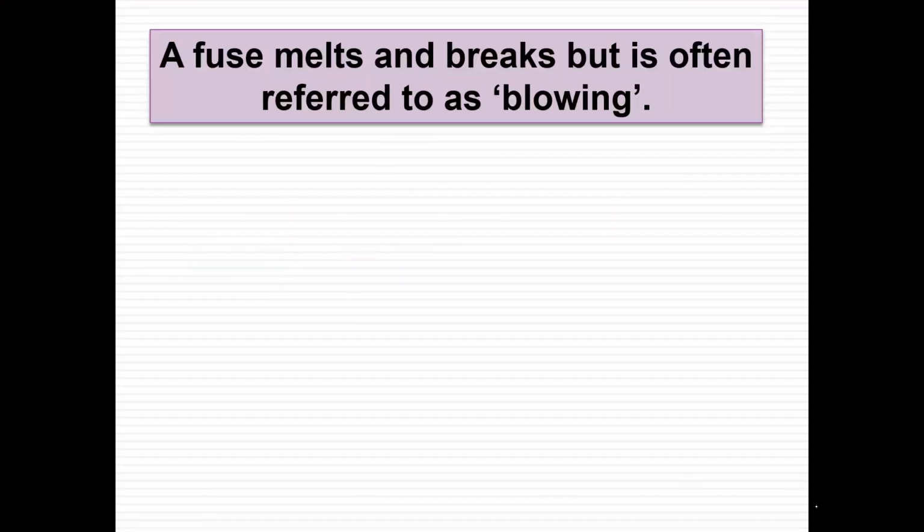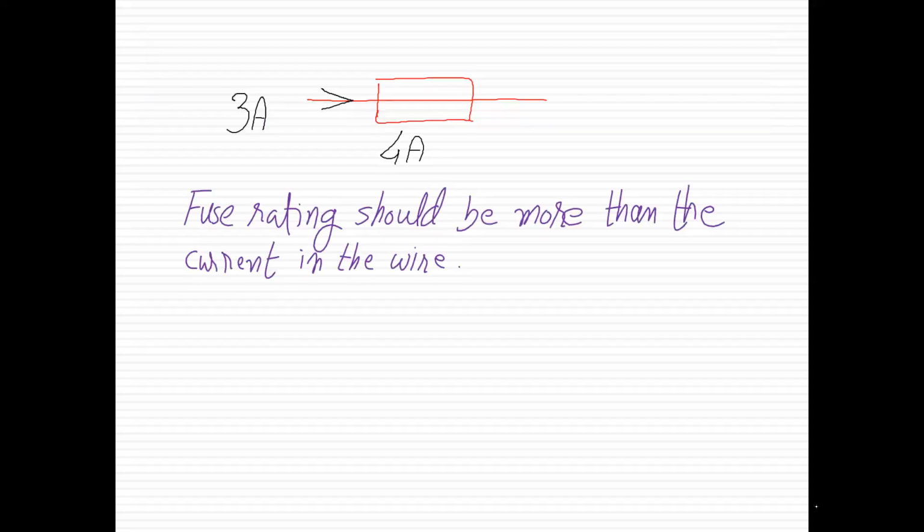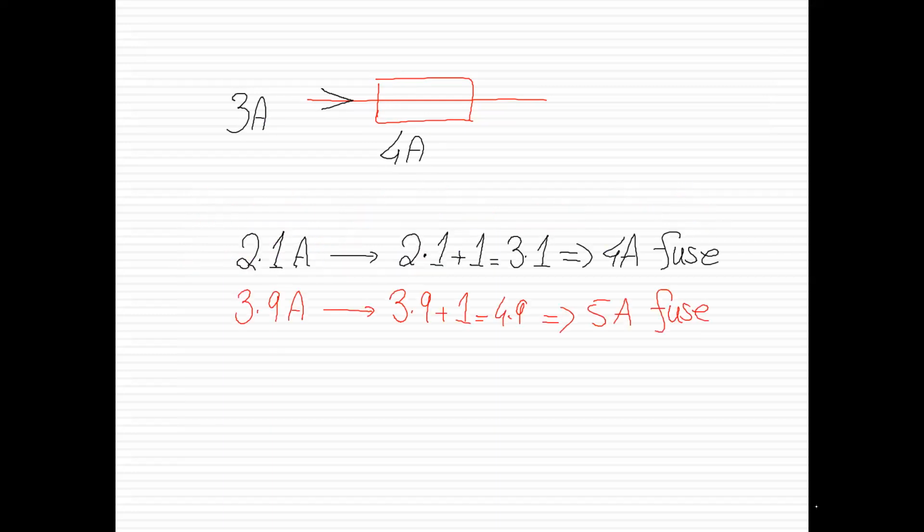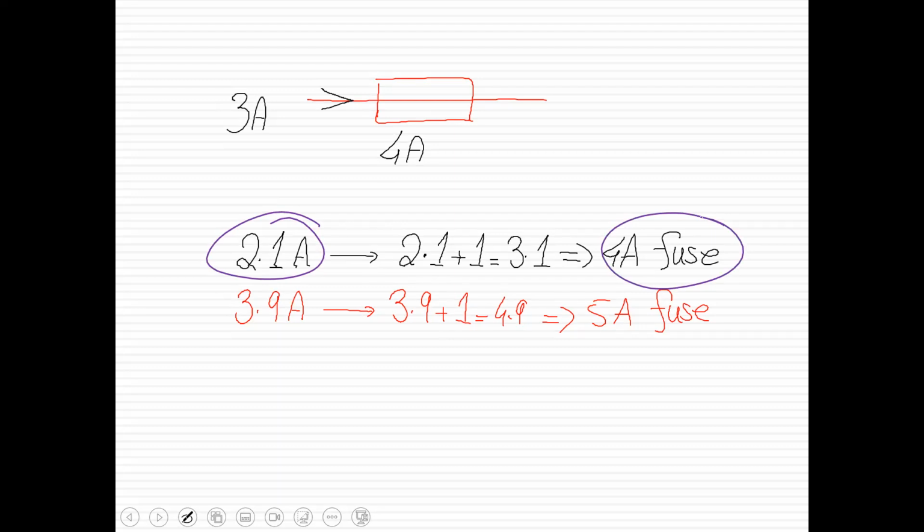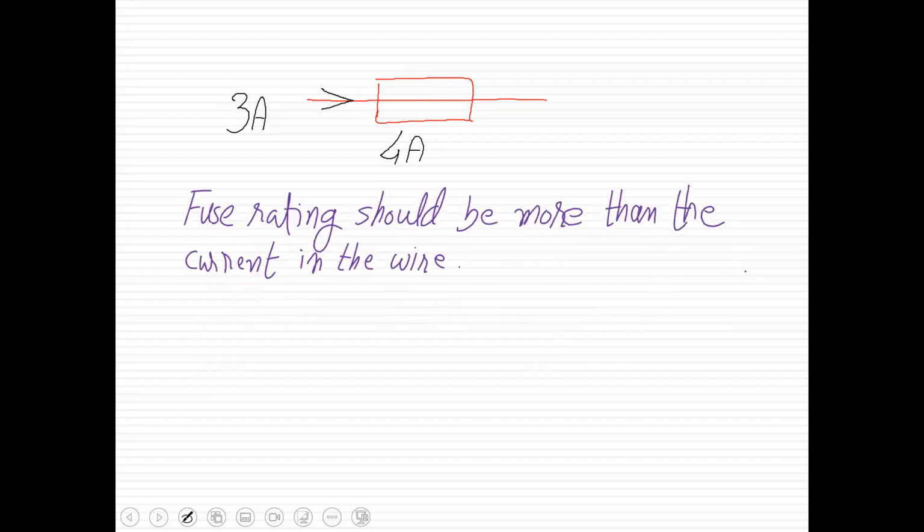So normally, when we use a fuse, we generally put at least 1 ampere above the current in the wire. So when it is a 3 ampere current in the line, you should use at least a 4 ampere fuse. For example, if the current is 2.1, you should use a 4 ampere fuse. When it is 3.9, you should use 5 ampere. So a fuse is always rated above the line current so that it can stop the excess current. Now you have to copy this screen.